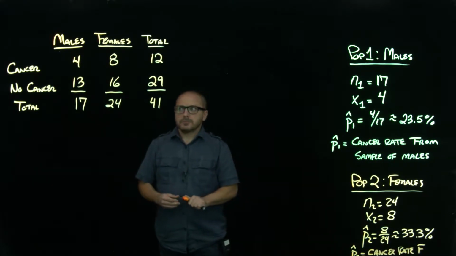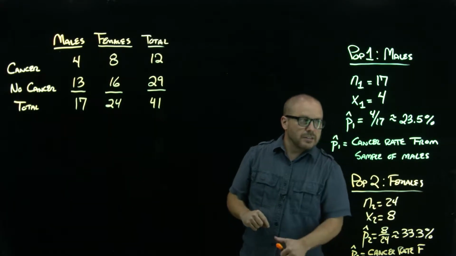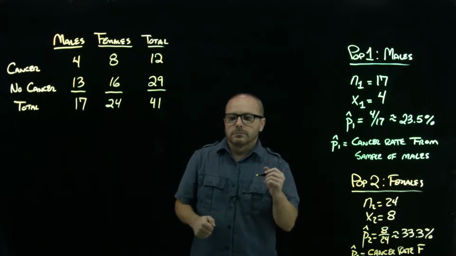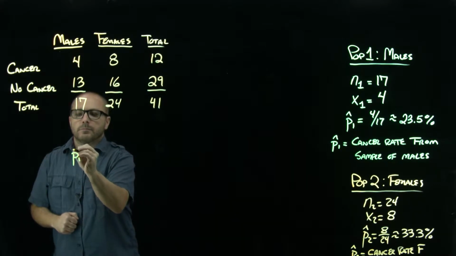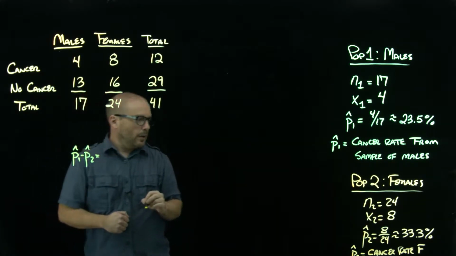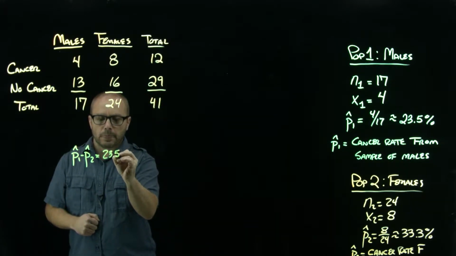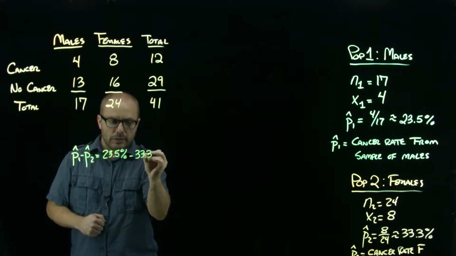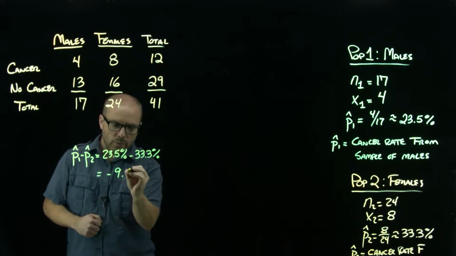OK. So what we're interested in is looking at this difference, right? So right now we have that p hat 1 minus p hat 2 is 23.5% minus 33.3% for a difference of negative 9.8%.